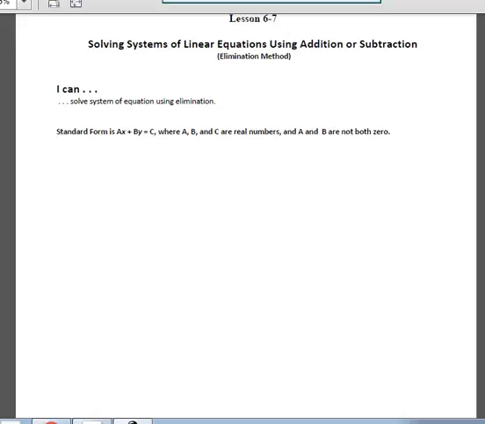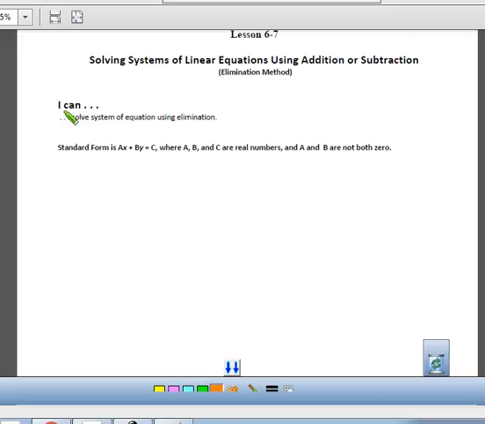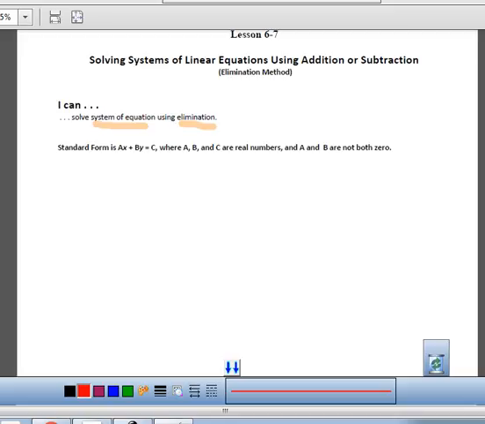This lesson is solving systems of linear equations using addition or subtraction, and this is known as the elimination method. So the learning target for this lesson is I can solve systems of equations using elimination. Now, you've heard that word elimination before, or what it means to eliminate. So let me give you an idea of what we're dealing with here.